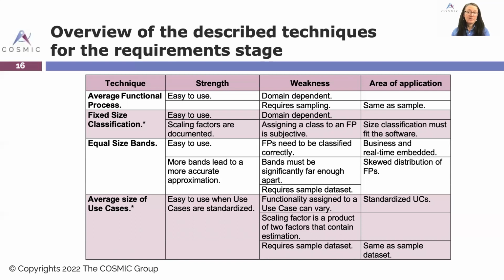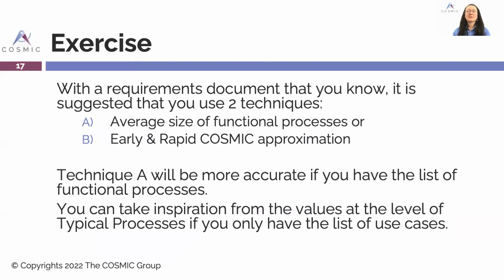As an exercise, with the requirement document that you know or you already have on hand, it is suggested that you use 2 techniques. A, the average size of functional processes, or B, the early and rapid COSMIC approximation. Technique A will be more accurate if you have the list of functional processes. You can take inspiration from the values at the level of typical process if you only have the list of use cases.